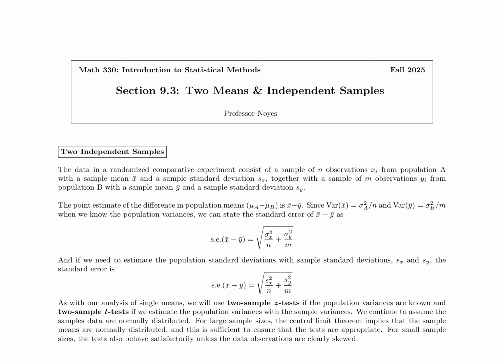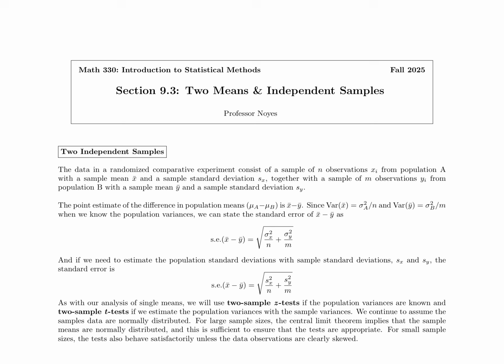The data in a randomized comparative experiment consists of a sample of n observations, which we'll call each observation x sub i, from population A, with a sample mean of x bar and a sample standard deviation of s sub x, together with a sample of m observations, which we'll call y sub i, from population B with a sample mean of y bar and a sample standard deviation of s sub y.